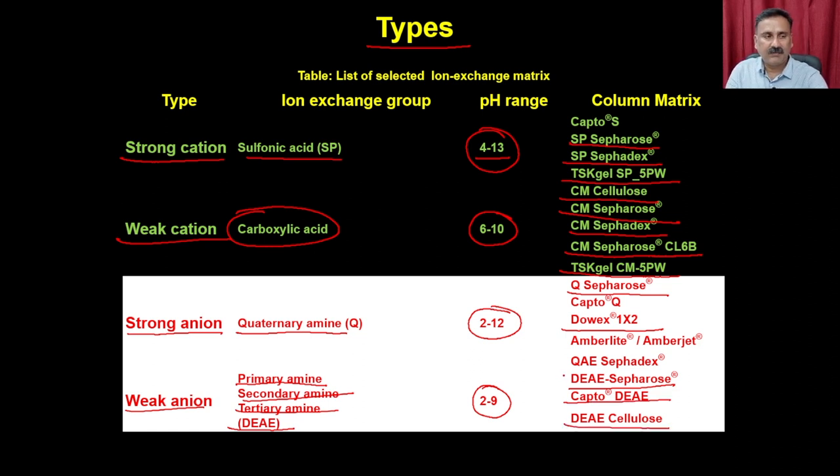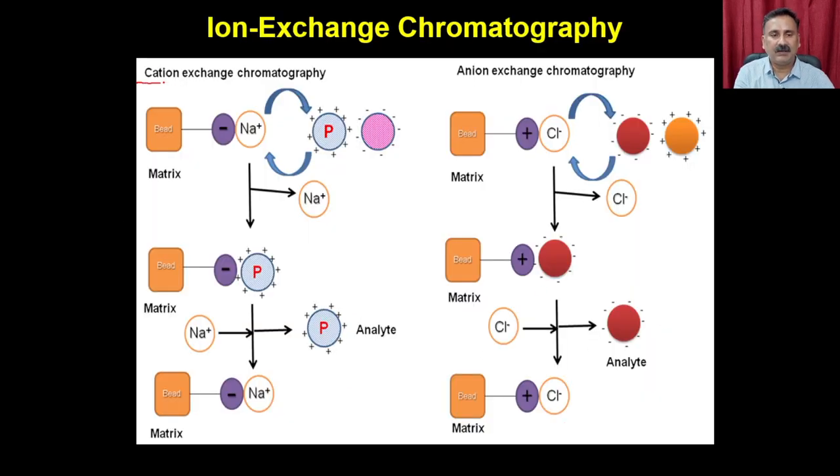Now, how ion exchange chromatography works depends on the competition between the counter ions. For example, in cation exchange chromatography, you have beads attached to negatively charged groups, and on these negatively charged groups, you have the counter ion, sodium, which is immobilized. In the presence of a positively charged protein, the protein competes with the immobilized cation on the matrix. In this process, the immobilized cation is replaced and the protein binds.